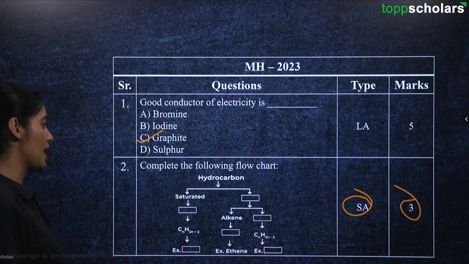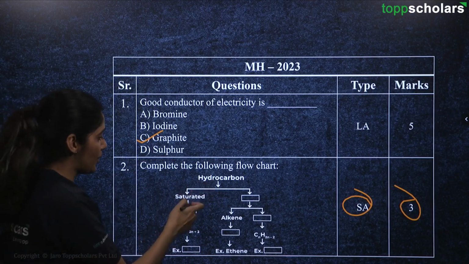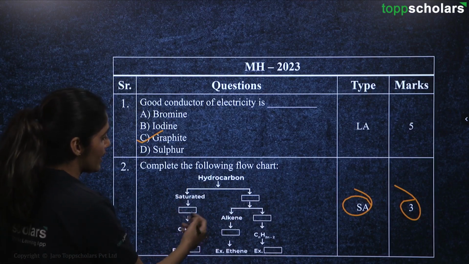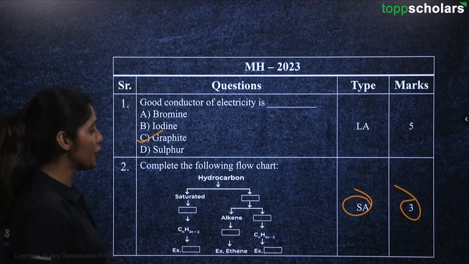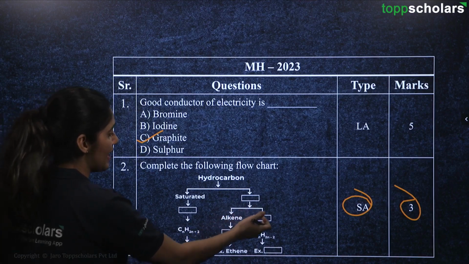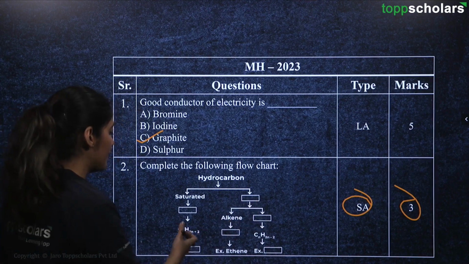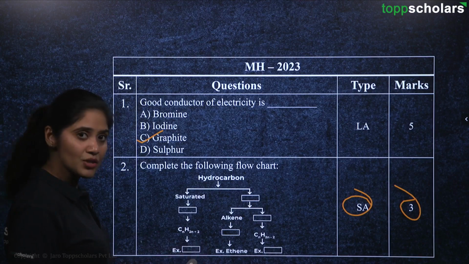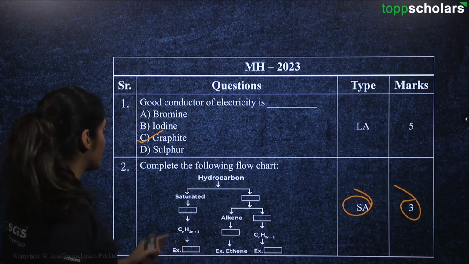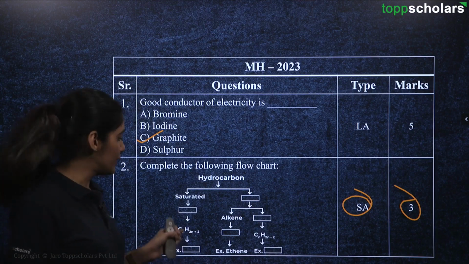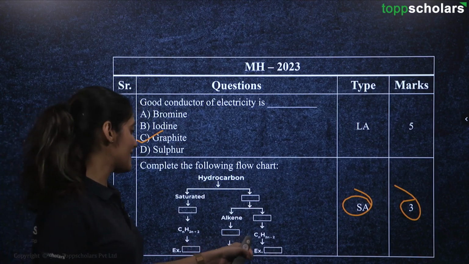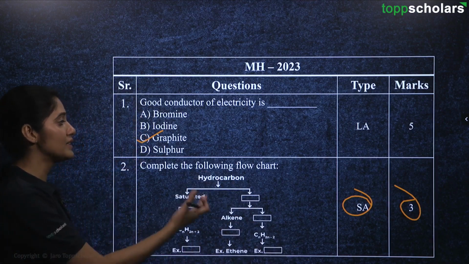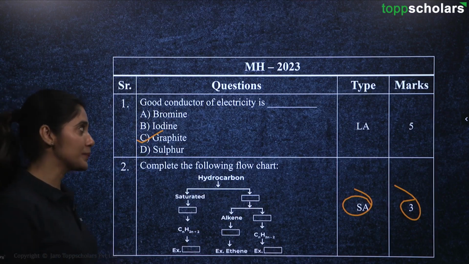Now there is a short answer question for 3 marks. Complete the following flow chart. So here we have the flow chart. Hydrocarbon, saturated. What would be here? Unsaturated, right? So for saturated, what is the formula here? It is going to be alkane, and here we have alkene, and then we will have alkyne, right? We have the example here. We can write methane. Okay, so here it is asking for the example. We can write methane. Here it is ethene. Here we can write ethyne, right? So this is how we will be able to complete this flow chart and get 3 marks straight, right?